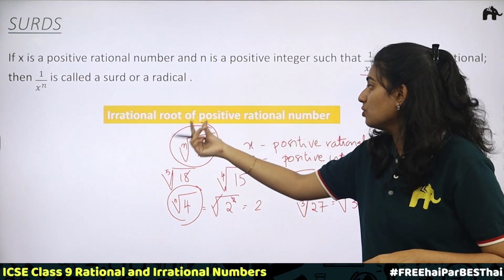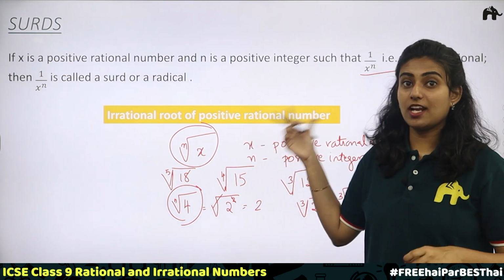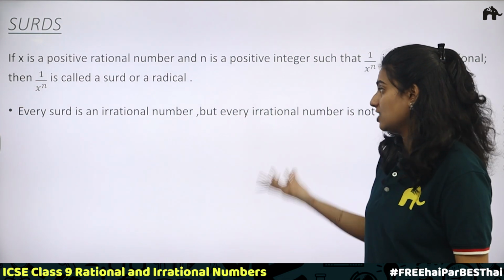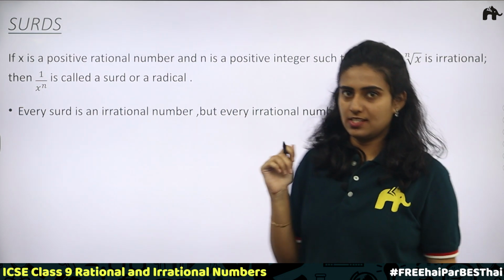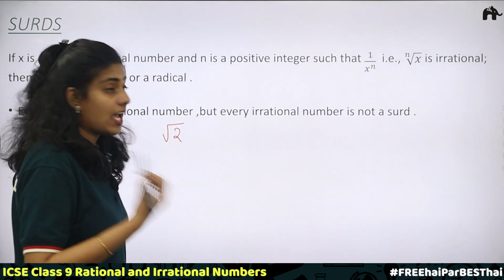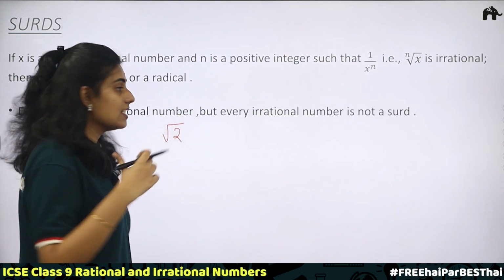An irrational root of a positive rational number is called a surd. Every surd is an irrational number, but every irrational number is not a surd. If you take root 2, root 2 is a surd. It is an irrational number. We have said that all surds are irrational numbers.